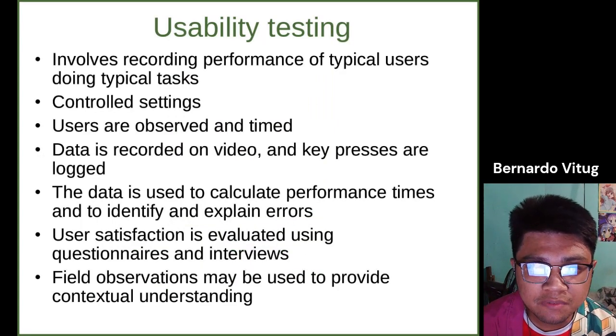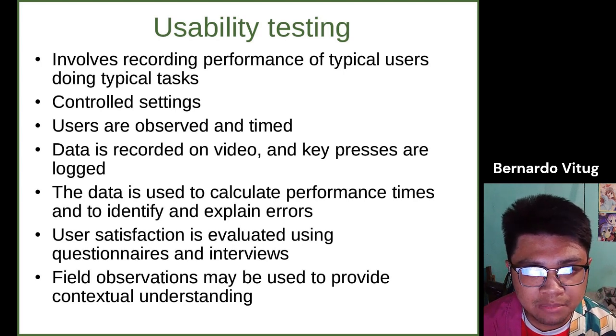First, it must involve recording performance of typical users doing typical tasks. In a controlled setting, users are observed and timed, data is recorded on video, and key presses are logged. The data is then used to calculate performance time and to identify and explain errors. User satisfaction is evaluated using questionnaires and interviews. Lastly, field observation may be used to provide contextual understanding.